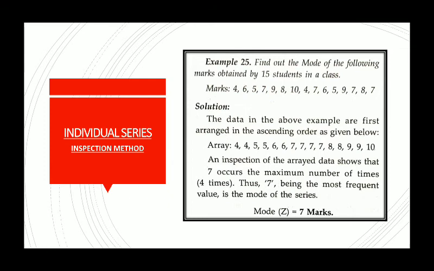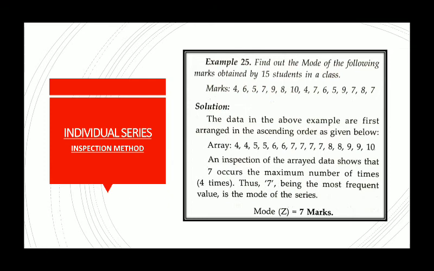So the marks are given in a random way. What we will do, first of all, is arrange them in ascending or descending order, because arrangement will help us to understand which number is occurring the maximum number of times. So once we arrange them, we can see that there are 2 4s, 2 5s, 2 6s, 4 7s, 2 8s, 2 9s and 1 10.